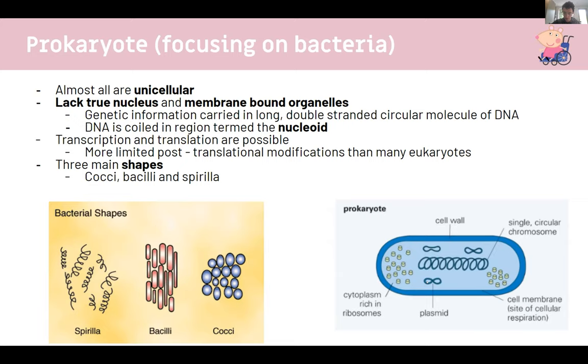Transcription and translation are possible, but what's significant is post-translational modifications are much more limited than in many eukaryotes. You can probably remember when we were doing cloning, we were asking, when would you choose bacteria? When would you choose yeast? When would you choose eukaryotes? The post-translational modifications in bacteria are much less sophisticated than in eukaryotes. And there are three main bacterial shapes, which are important in their classification.